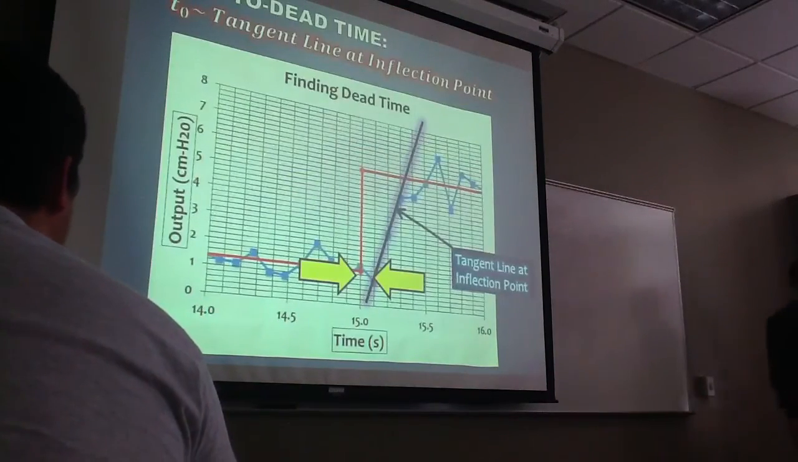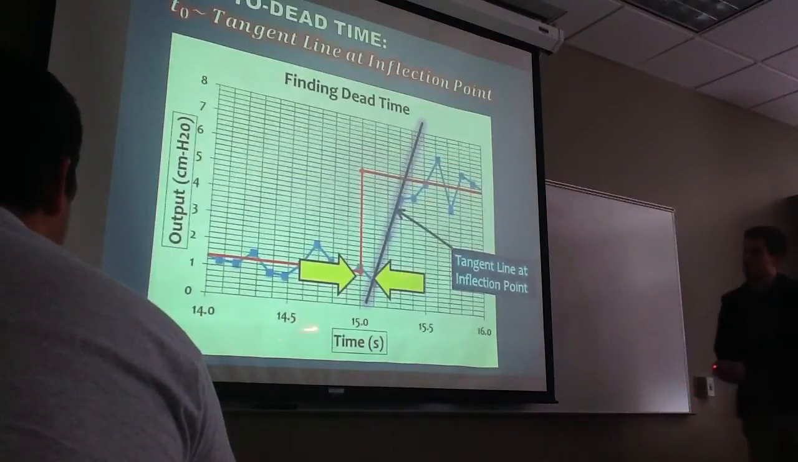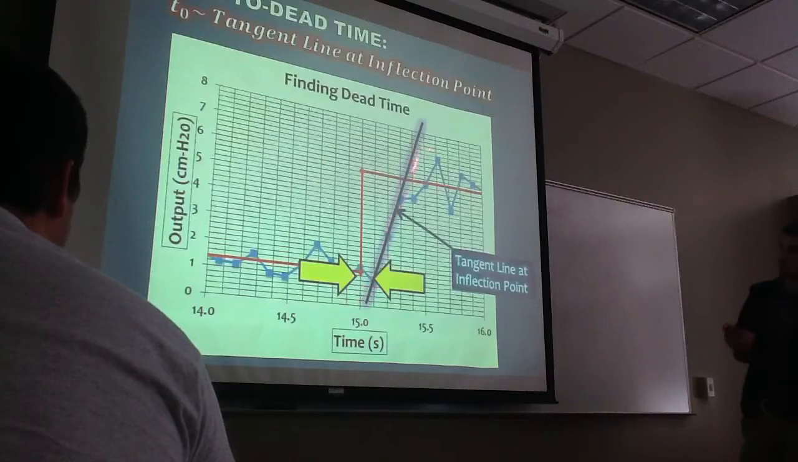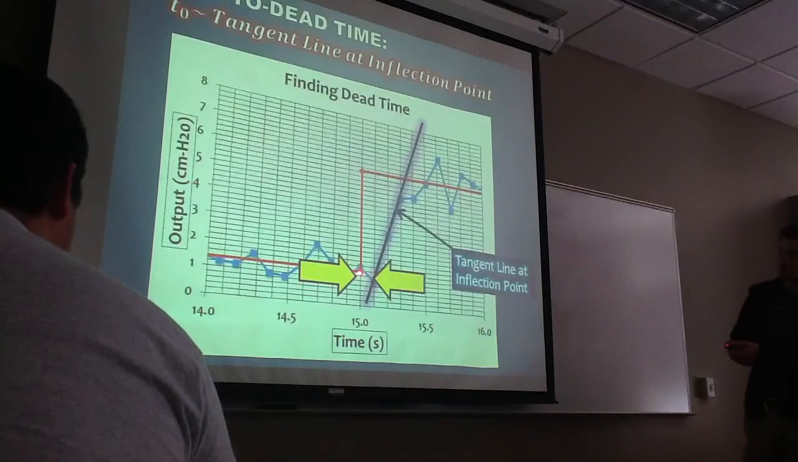To find the dead time, we inserted a line at the inflection point, at the steepest slope of your step, and then took the horizontal distance from where your step initially started.